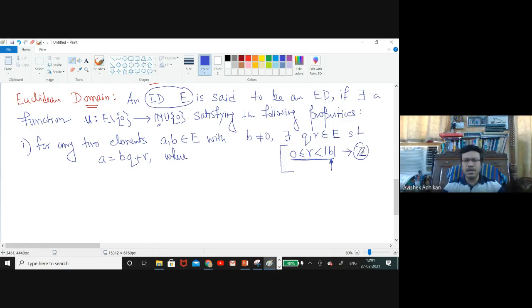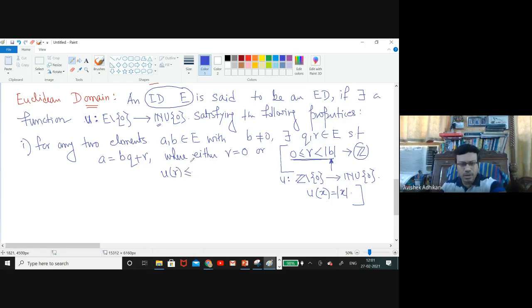So in case of Z, I will have the u function from Z minus 0 to the set of all natural numbers union 0, and u is defined by u of x equals mod of x. Okay, so that's my u in case of Z. So how do I define the condition here? Either R equals 0 or the valuation of R should be strictly less than the valuation of B.